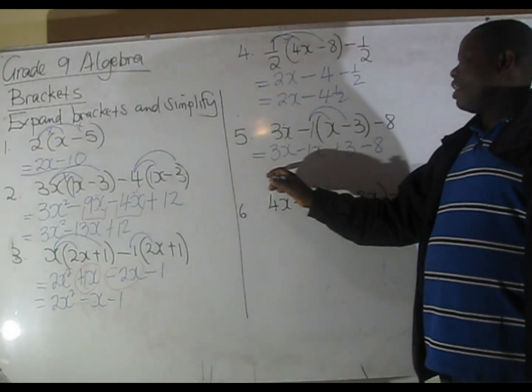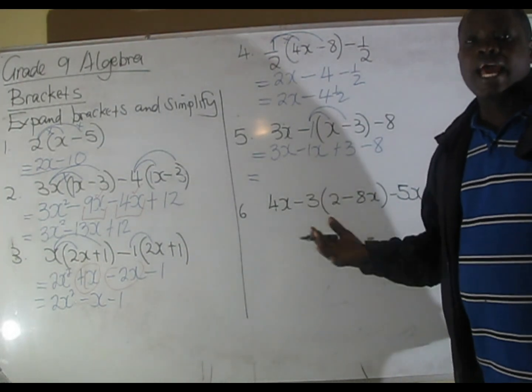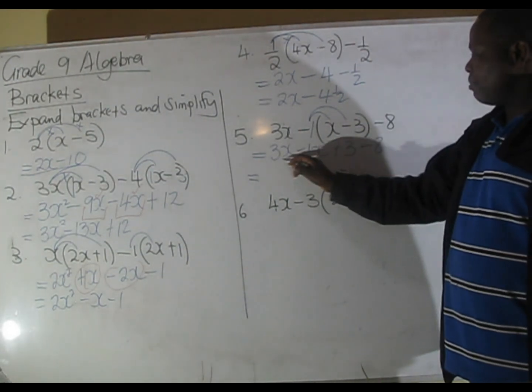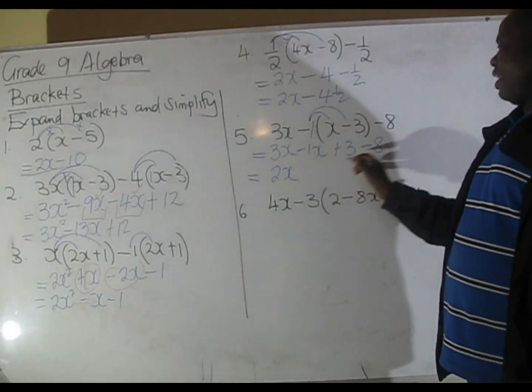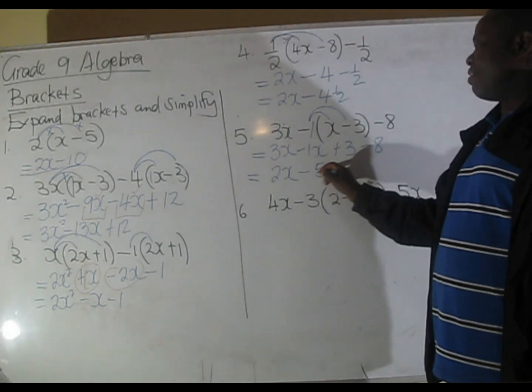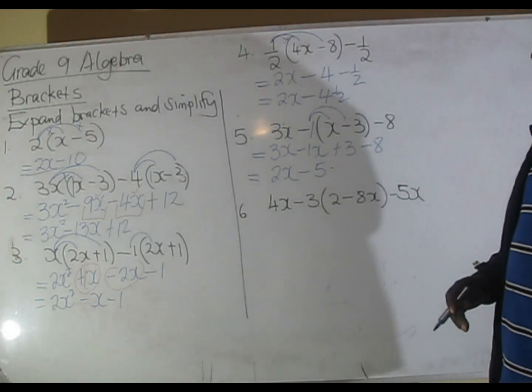Then what do we do after removing the brackets? You look for like terms. So 3x minus 1x, that will give me 2x. And then 3 minus 8 is negative 5. The answer is 2x minus 5. I have removed the brackets.